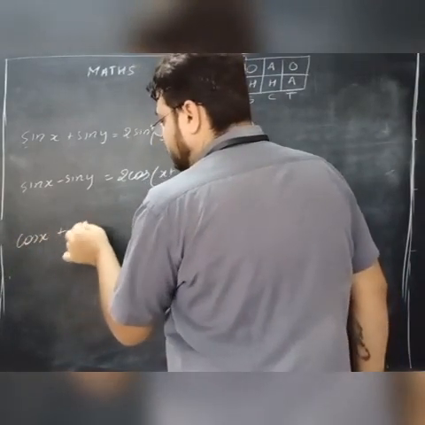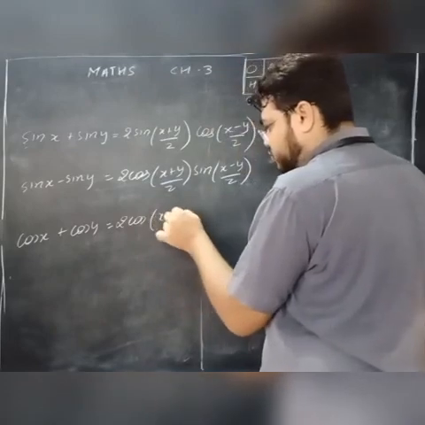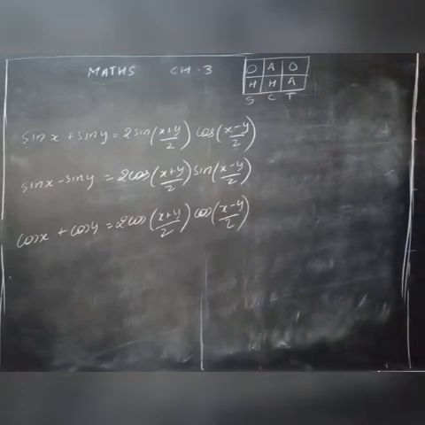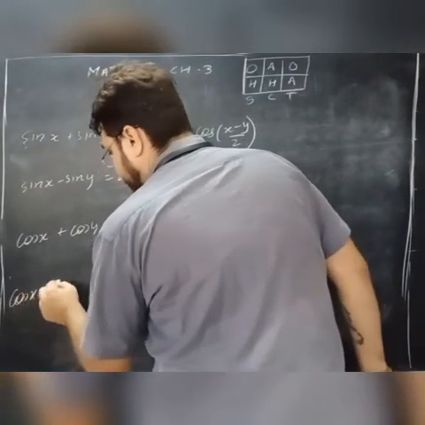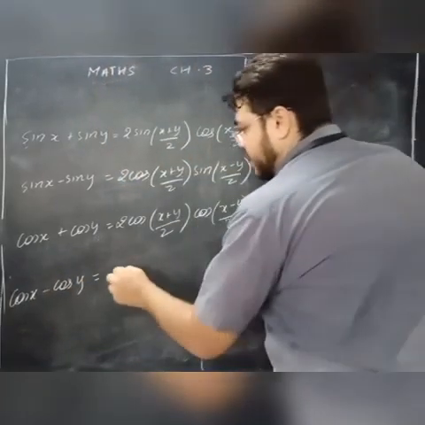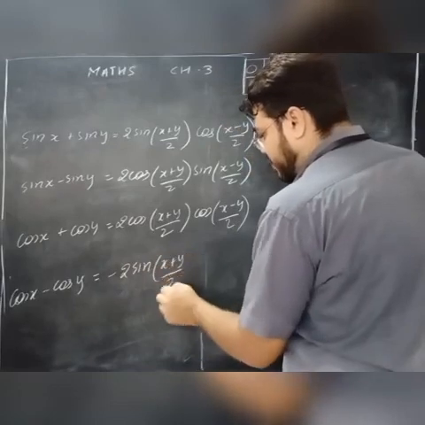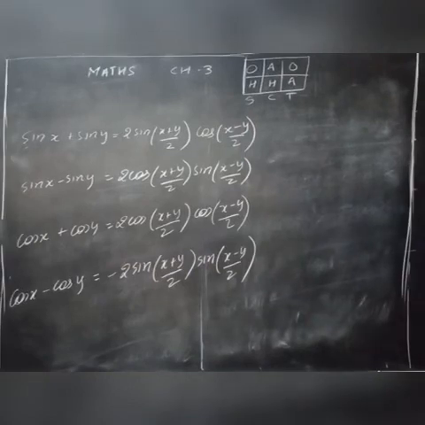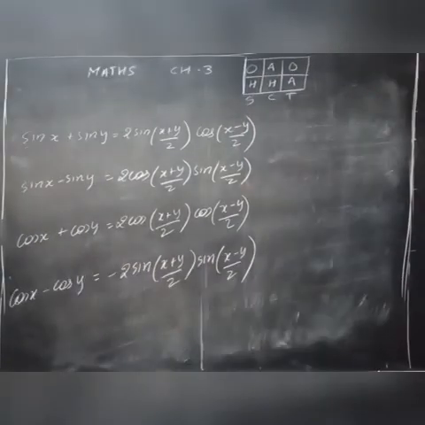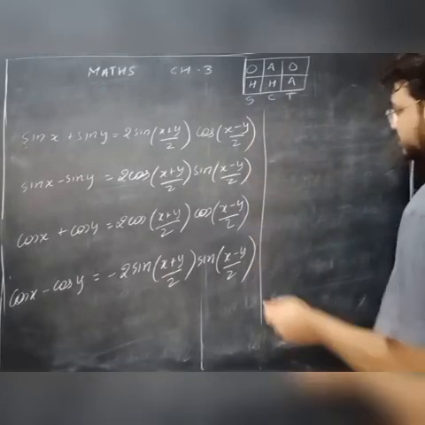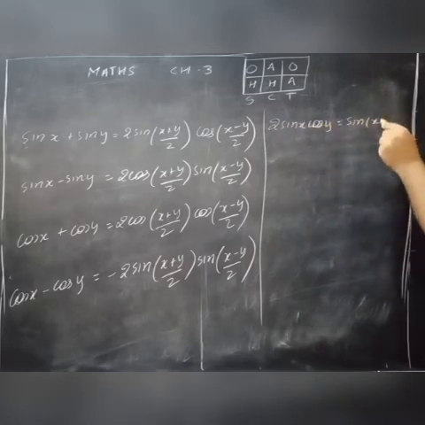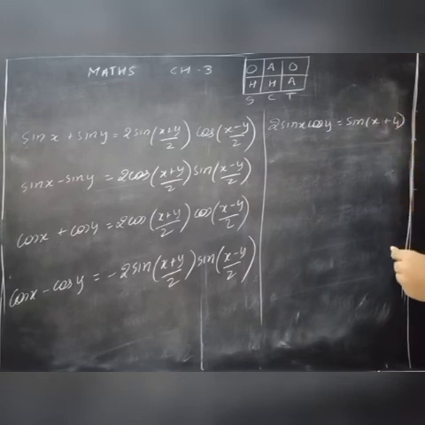Same way, cos x plus cos y will be 2 cos (x+y)/2 cos (x-y)/2, whereas the formula for cos x minus cos y is minus 2 sin (x+y)/2 sin (x-y)/2. Likewise, one more formula is there: 2 sin x cos y, which we can write as sin(x+y). Let's write it in the new section.